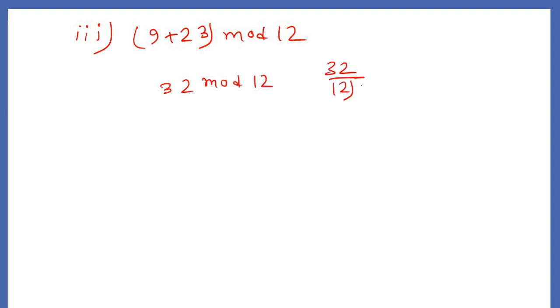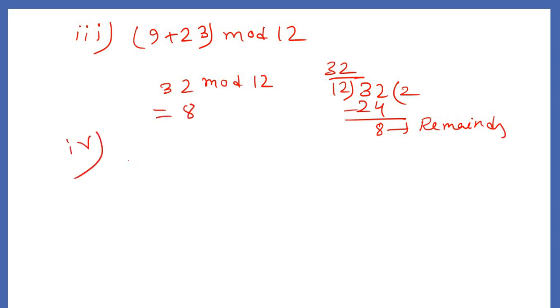Next is 9 plus 23 mod 12. Now 9 plus 23, that is what? 32. That is 32 mod 12. Let us divide 32 by 12. Now 12 into 2 is 24, 12 into 3 is 36, and 36 is greater than 32. So we will take the quotient 2. And if we subtract 24 from 32, then what do we get? We get the remainder as 8. Okay, so here 8 is the remainder, and that would be your answer.